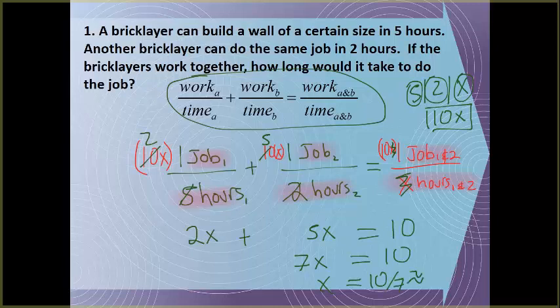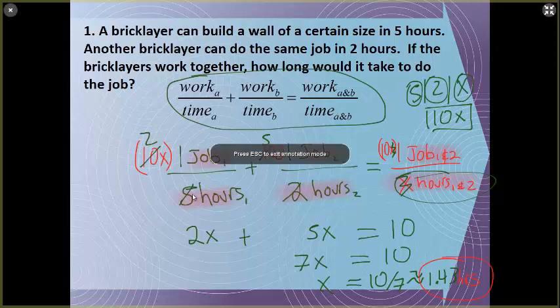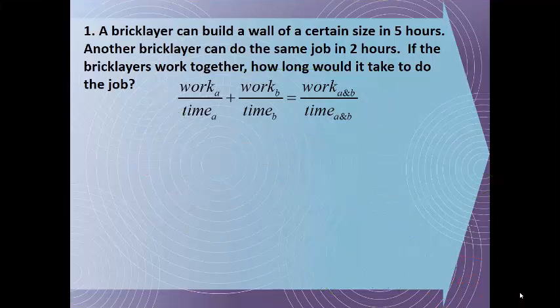approximately 1.43. Now, since we're finding the unknown on the bottom, it's 1.43, and it would be hours. So if these two bricklayers worked together, one would take 5 hours, one would take 2 hours, but if you work them together, they would take 1.43 hours, which is roughly about an hour and a half.